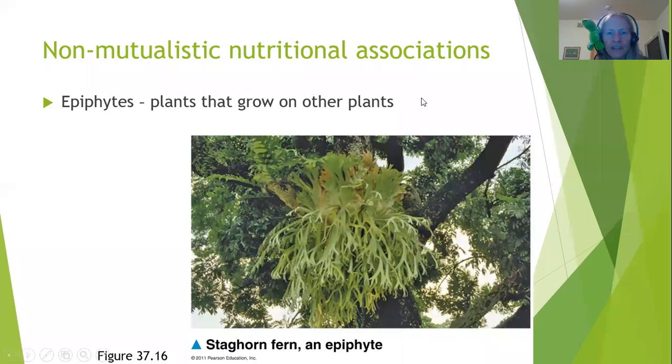We talked in our last video about some mutualistic associations that plants form with both bacteria and fungi. So we're going to end this chapter by talking about some non-mutualistic nutritional associations, some associations that plants have with other species that are not mutualistic. So the first example are epiphytes.